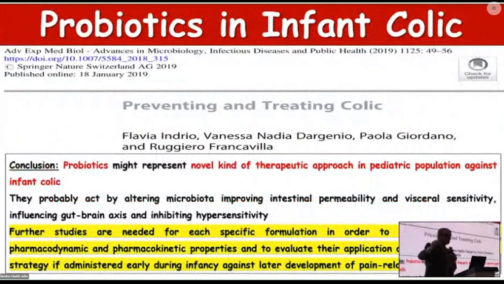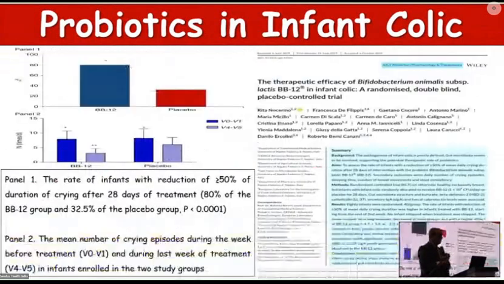Flavia and her colleagues in 2019 mentioned that probiotics might represent a novel kind of therapeutic approach in the pediatric population against infant colic. They mentioned that further studies are needed for each specific formulation, which means for each strain, to know the pharmacodynamic and pharmacokinetic properties of each strain to evaluate their application as a preventive and treatment strategy in infant colic.